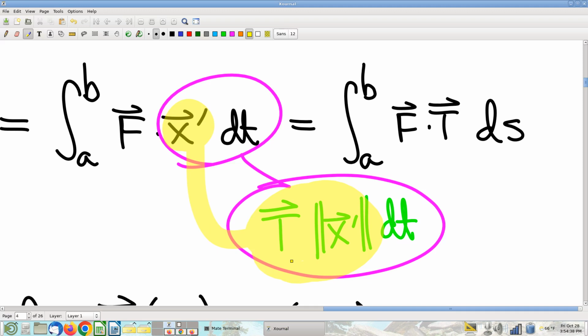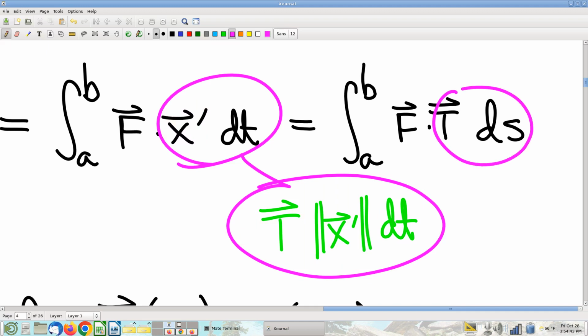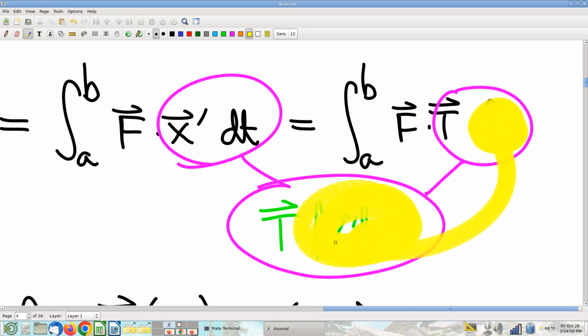Okay. But here's the other thing. Same thing here. I claim that the stretching factor is hiding inside of here as well. It's just that this time it's hiding inside of the ds. ds, you'll recall, is speed times dt. So it's in there. It's just hiding in one place or the other, depending on how you want to write it. Okay. Is everybody good? Great.